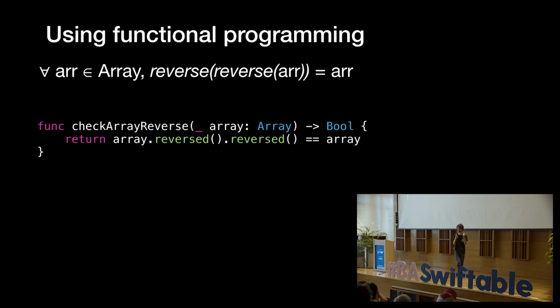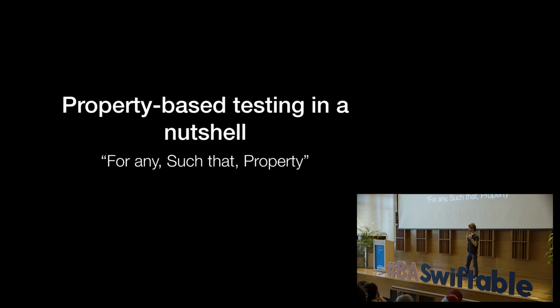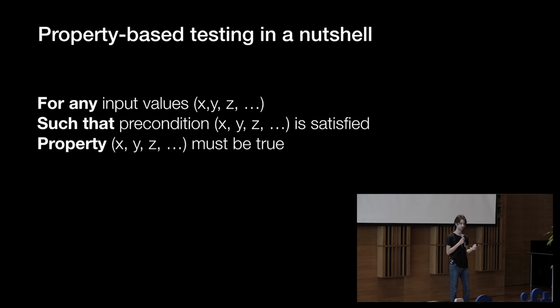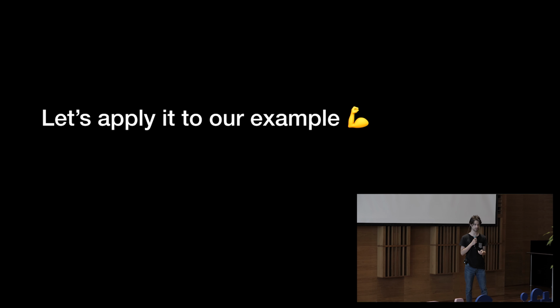as the input. Okay. So now, how does property-based testing actually work? Well, for our classic unit test, we had the three words given, when, and then. And for property-based testing, it's kind of the same thing. We have three terms: for any, such that, and property. And they work like this. We say for any input values x, y, z, such that a precondition is satisfied, then a property must be true.